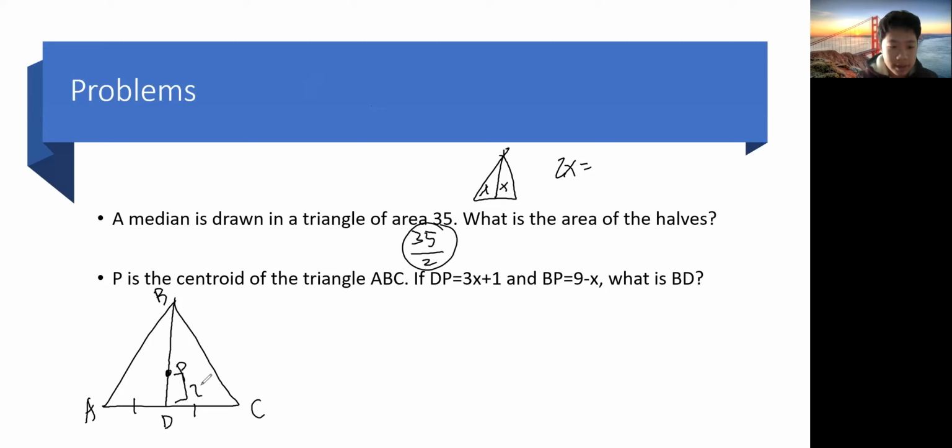Okay. So now we know that BD is going to be DP plus BP, right? So that's going to be 2x plus 10. That's the answer a lot of people gave me. And that would be right. That is correct. That's on the right path. But you need to give the actual value because x equals 1, it's going to be 12. All right? Any questions?